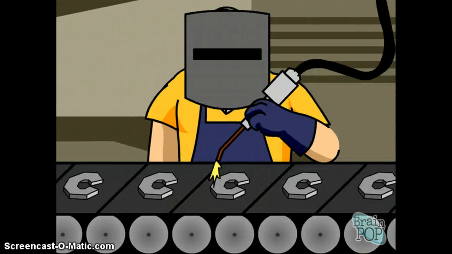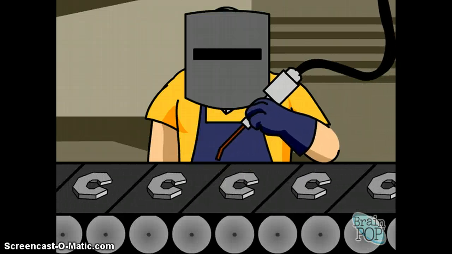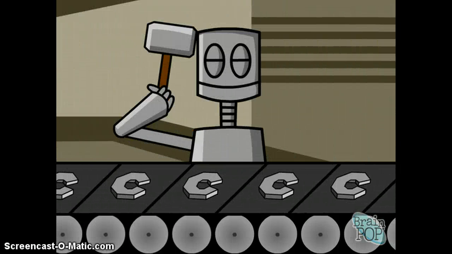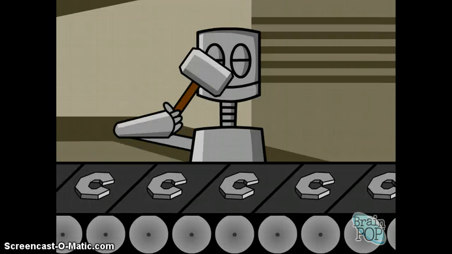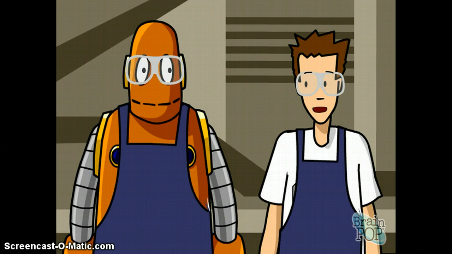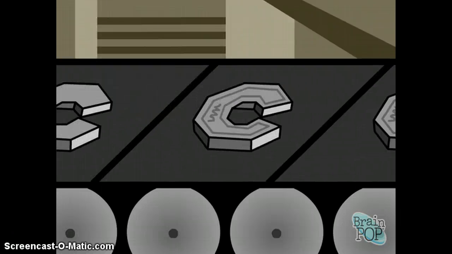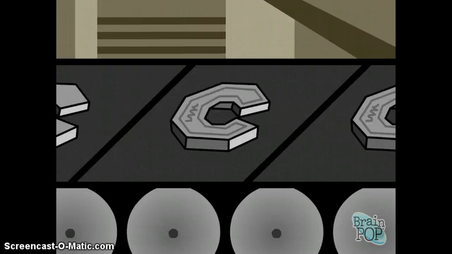Each person on the line has a different job to do. One worker assembles the parts, another welds them together, and the third pounds them flat. So all the workers help to make all the widgets. That's right, Moby. Robots work on the assembly line too. These industrial robots get the most boring jobs on the line. They're fast, accurate, and they never need a break.